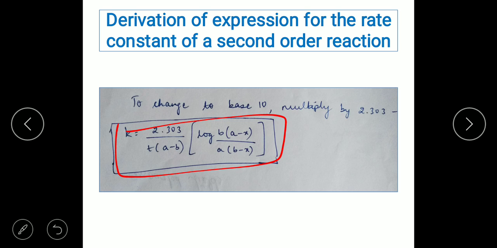So this is your final expression for the rate constant of a second order reaction when the concentrations of the two reactants are not the same. That is when a is not equal to b.